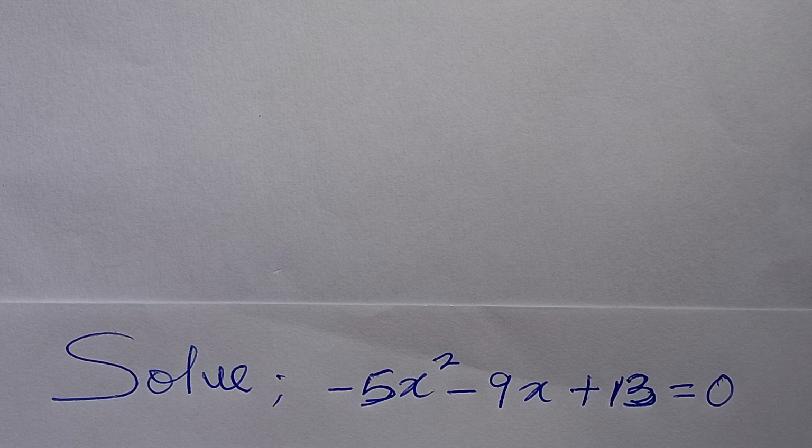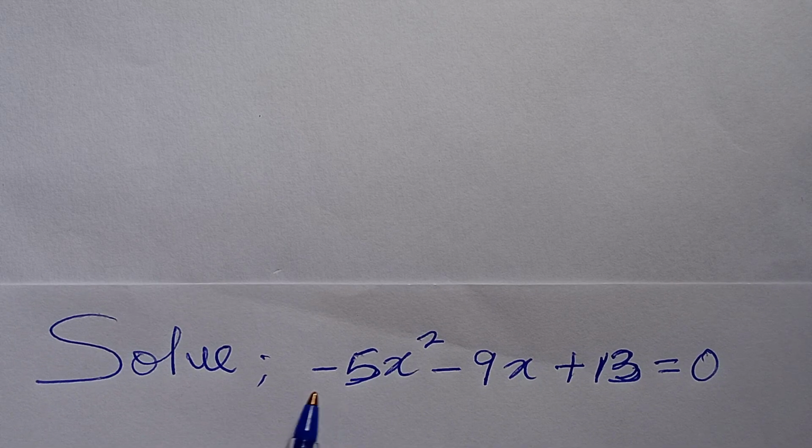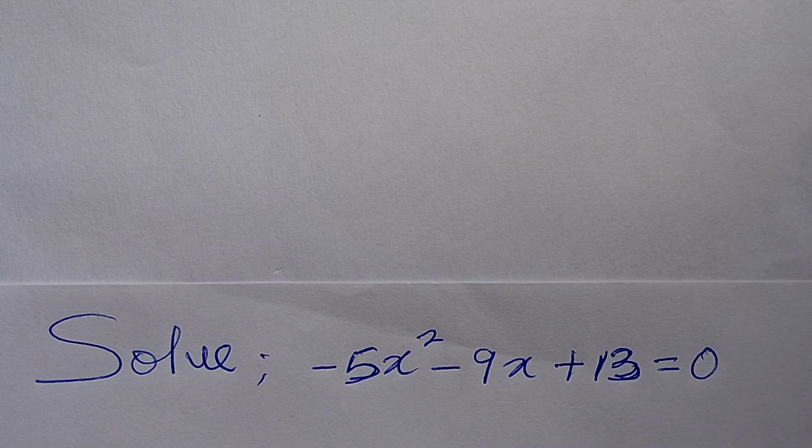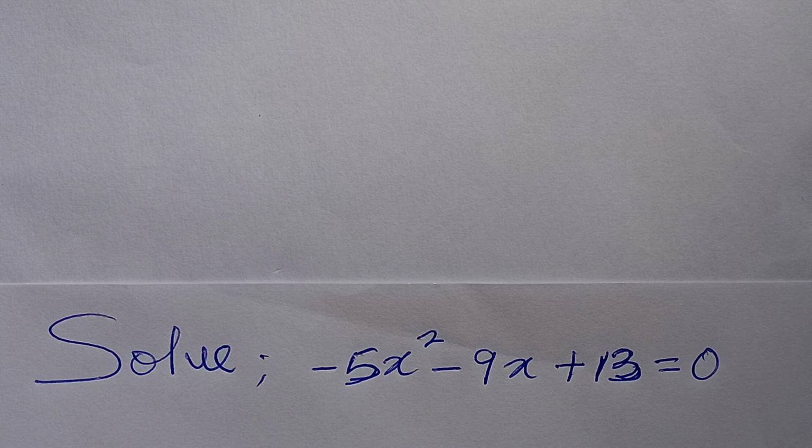Here we have this simple quadratic equation to solve. The question is: solve minus 5x to the power of 2 minus 9x plus 13 equal to 0. So how do we solve a quadratic equation of this kind?